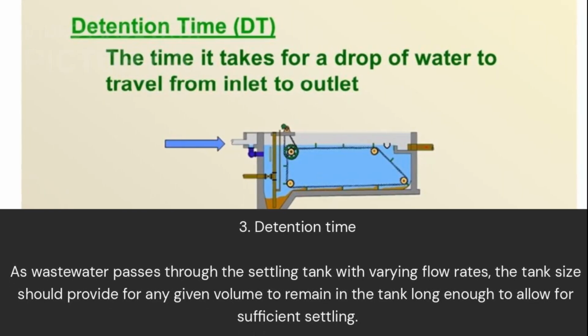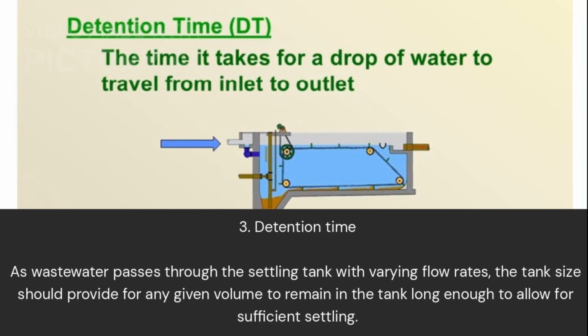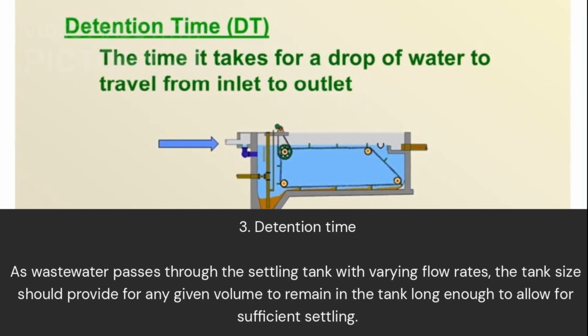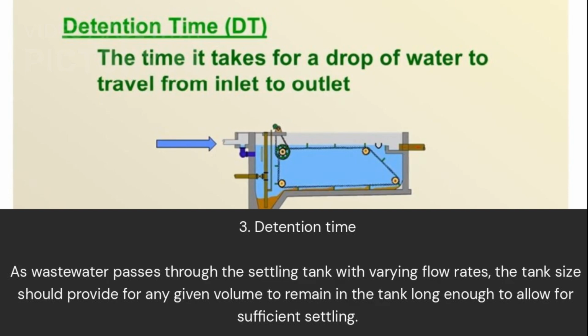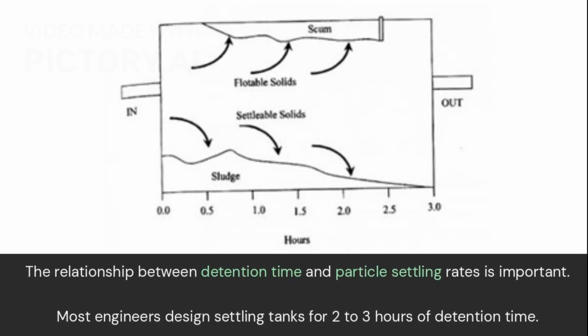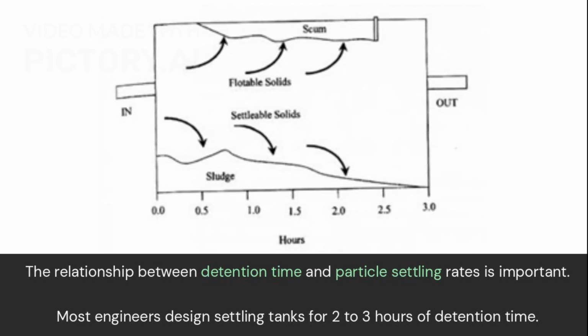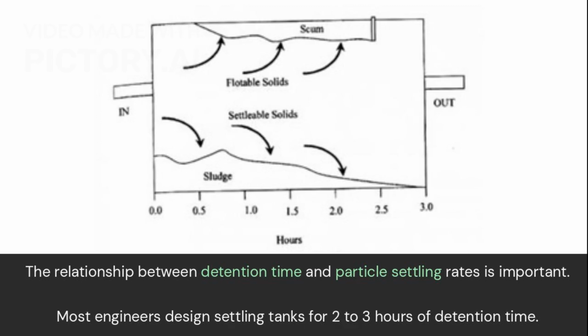3. Detention time. As wastewater passes through the settling tank with varying flow rates, the tank size should provide for any given volume to remain in the tank long enough to allow for sufficient settling. The relationship between detention time and particle settling rates is important. Most engineers design settling tanks for 2 to 3 hours of detention time.